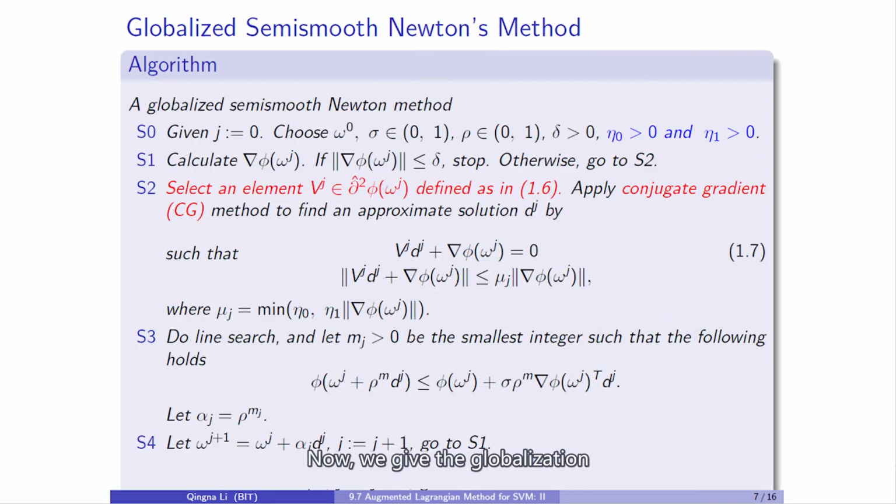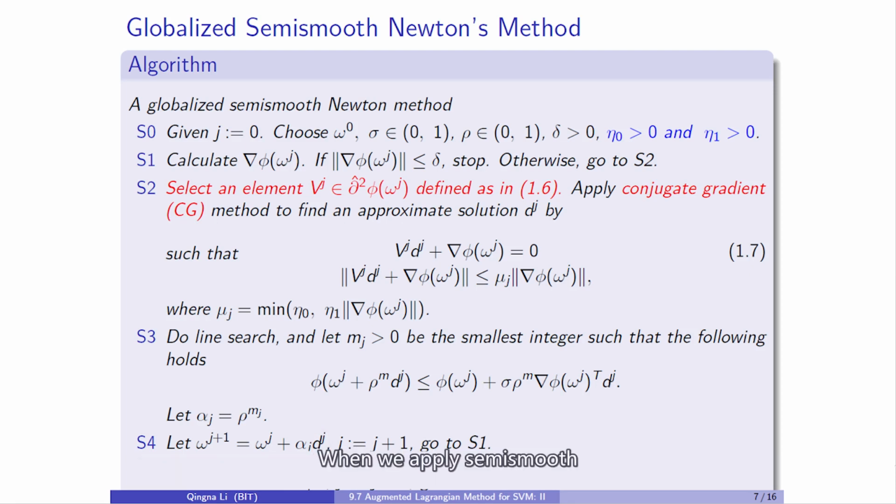Now, we give the globalization of semi-smooth Newton's method, okay? We actually introduced this globalization version in Chapter 6, okay? So here we just copy this algorithm to apply it to solve our subproblem, okay? The basic idea is that we apply the line search strategy, where the step size alpha_k is provided by the backtracking strategy. The search direction d_k is obtained by semi-smooth Newton's method here, okay?